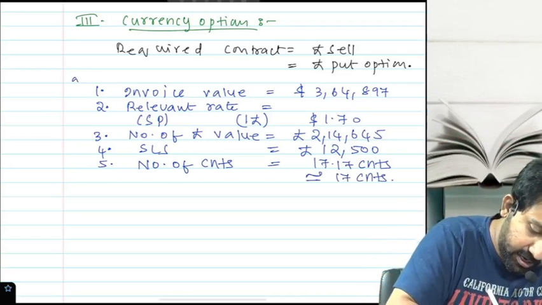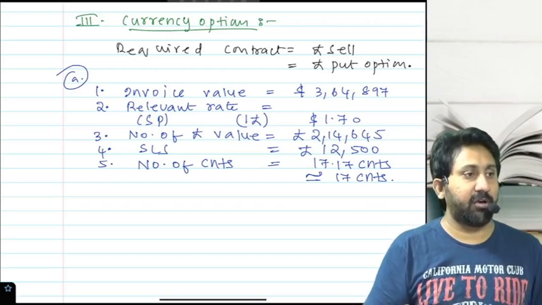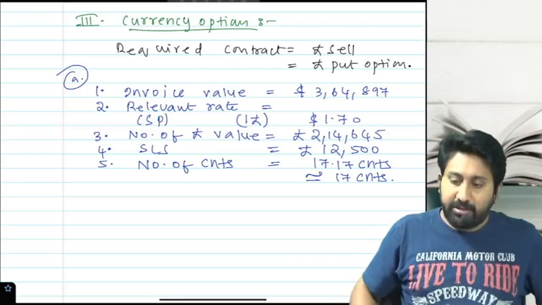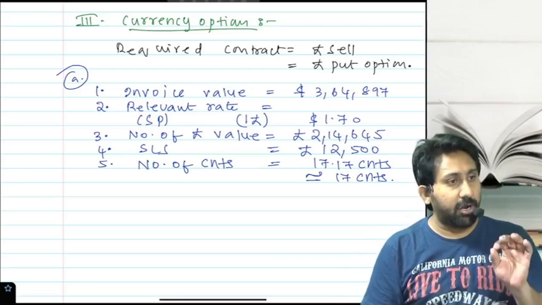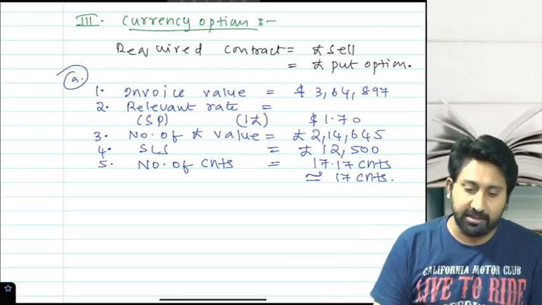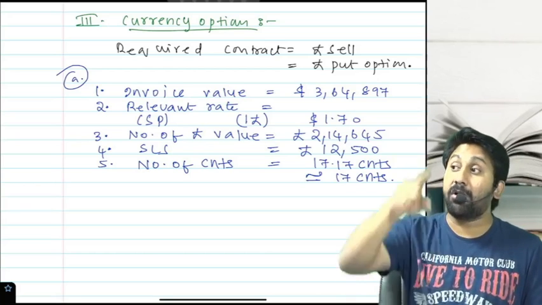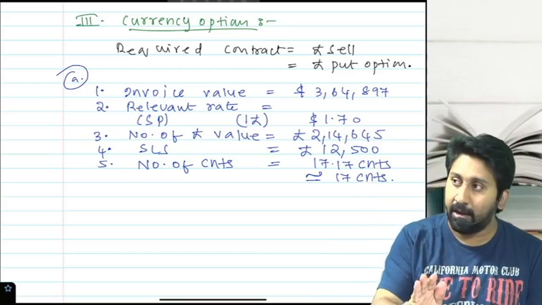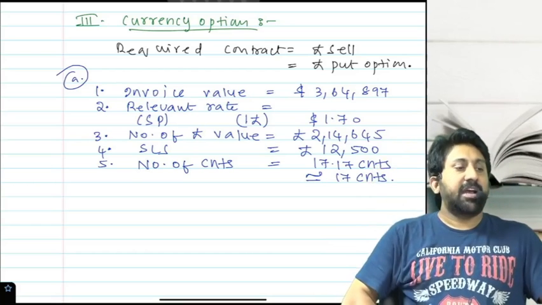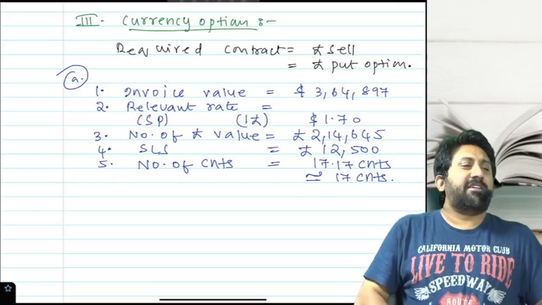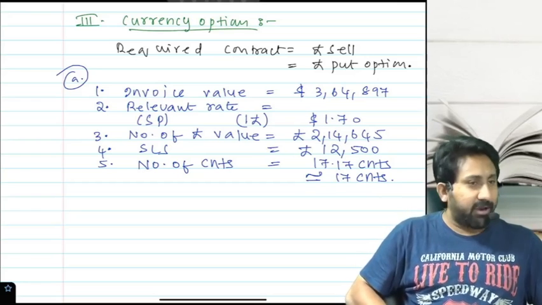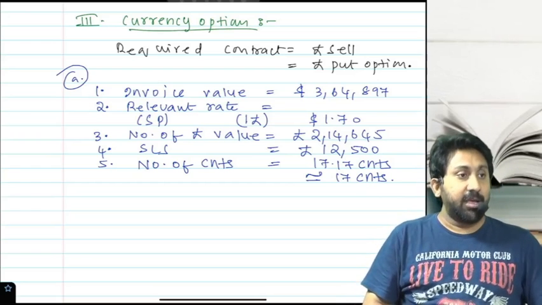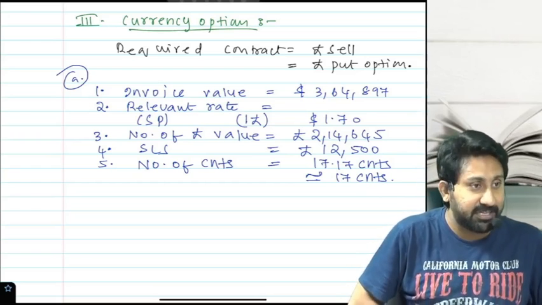This is a bit, so first I will explain what I have done. How much is the invoice value? 364,897 is the dollar invoice. Sir, why did you convert into pounds? Because in the contract everything is given in pound terms. If the contract had been given in dollar terms, we would have directly divided 364,897 by the standardized lot size. But in this question he didn't ask it that directly.